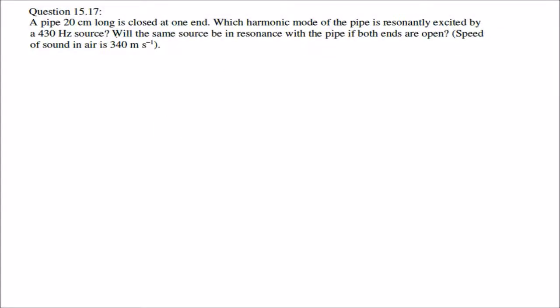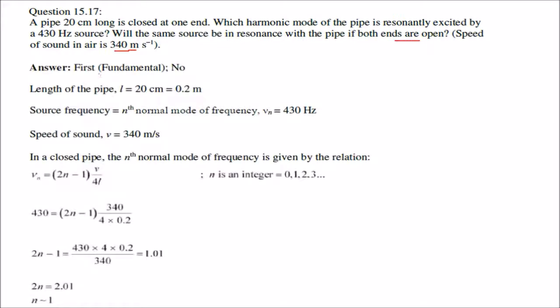A pipe 20 centimeter long is closed at one end. With harmonic mode of the pipe is resonantly excited by 430 hertz source. Will the same source be in resonance with the pipe if both ends are open? The speed of sound in air has to be taken this much. See, the answer is, it should be first fundamental, the second part is no. How? Let us see. We'll write whatever is given to us. The length of the pipe is given to us, which is 20 centimeter. Just divide it by 100, you get it in meter.